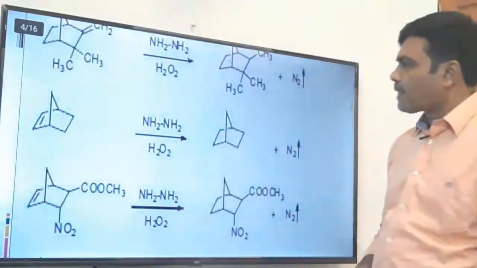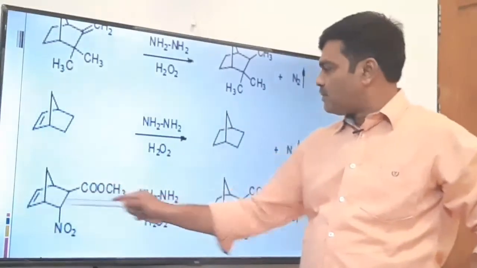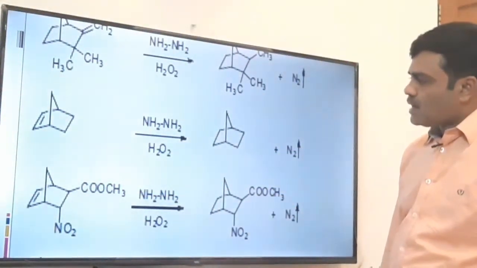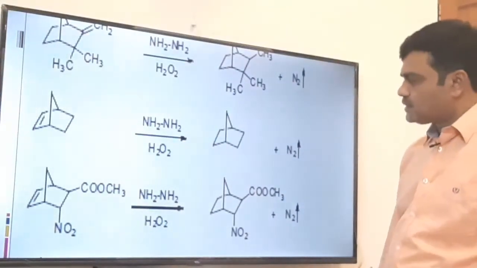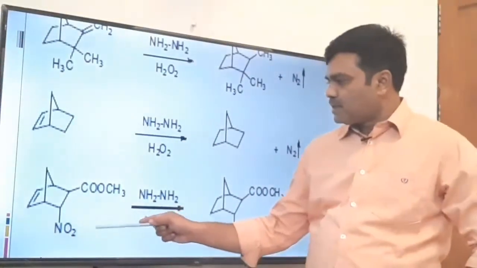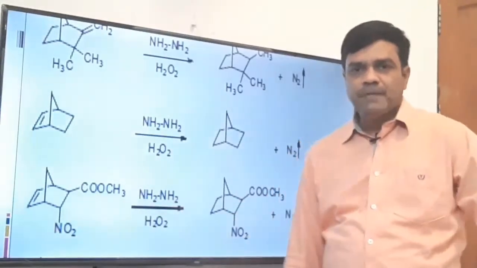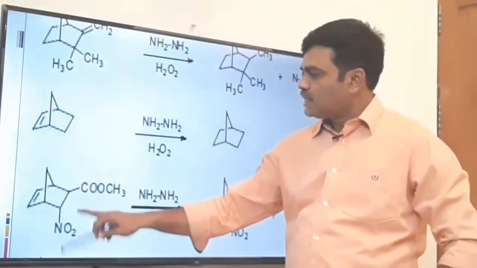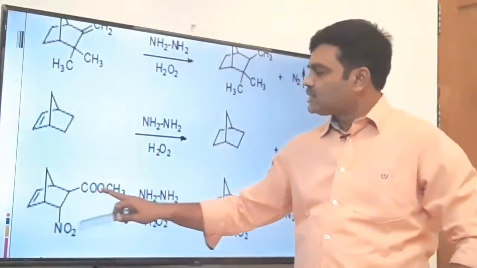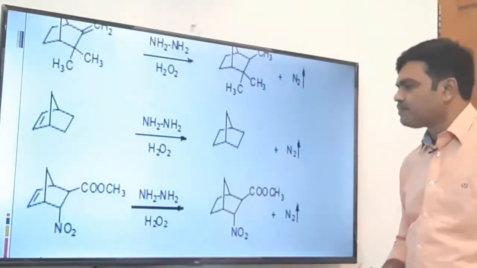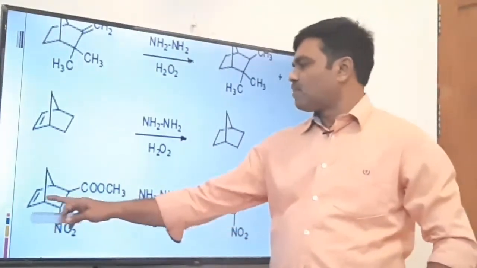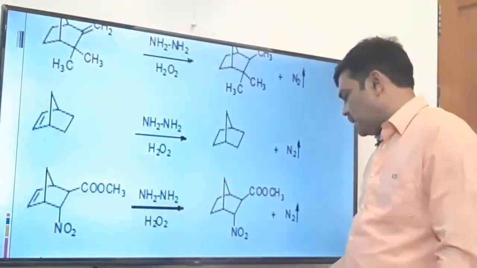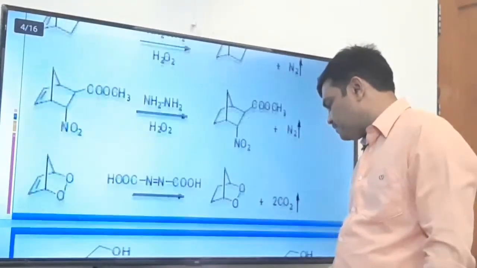Same is the case here. This carbon-carbon double bond is reduced here. Addition of two hydrogens from the same side, syn addition, takes place. This is an interesting example to show the selective nature of the reagent, that it doesn't reduce the ester and NO2 group. NO2 and ester, both functional groups remain as they are. Only the carbon-carbon double bond is reduced to a single bond with this NH double bond NH.